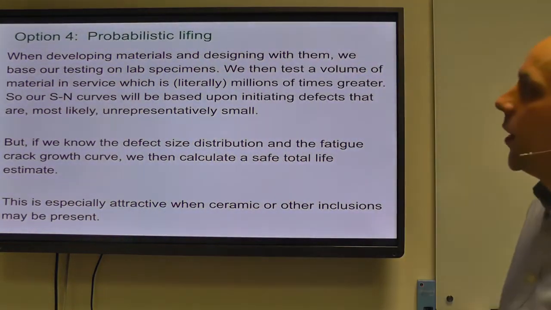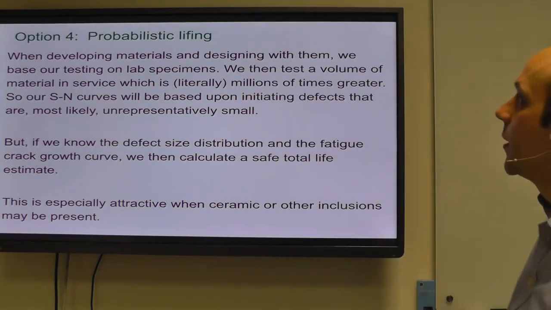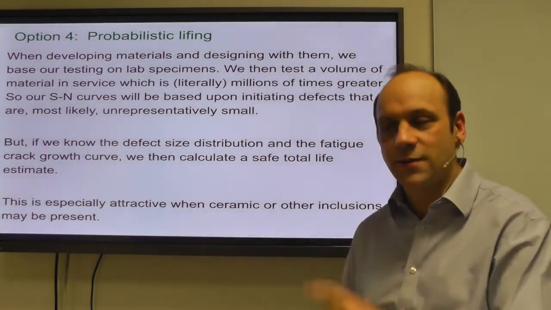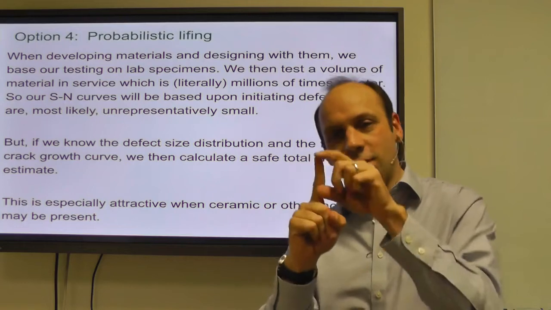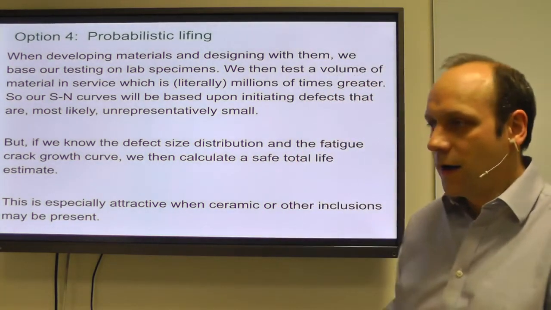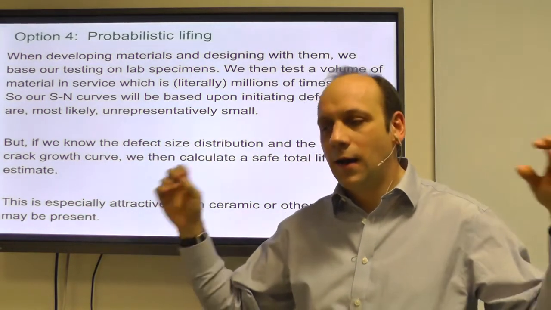So a fourth option is what is called probabilistic lifing, and this has been developed in the academic world in the last 20 years. And here, what we do in the academic world is we test small test specimens, small things the size of my finger. We test small volumes of material. And when we fly an engine, of course, we fly a large volume of material.